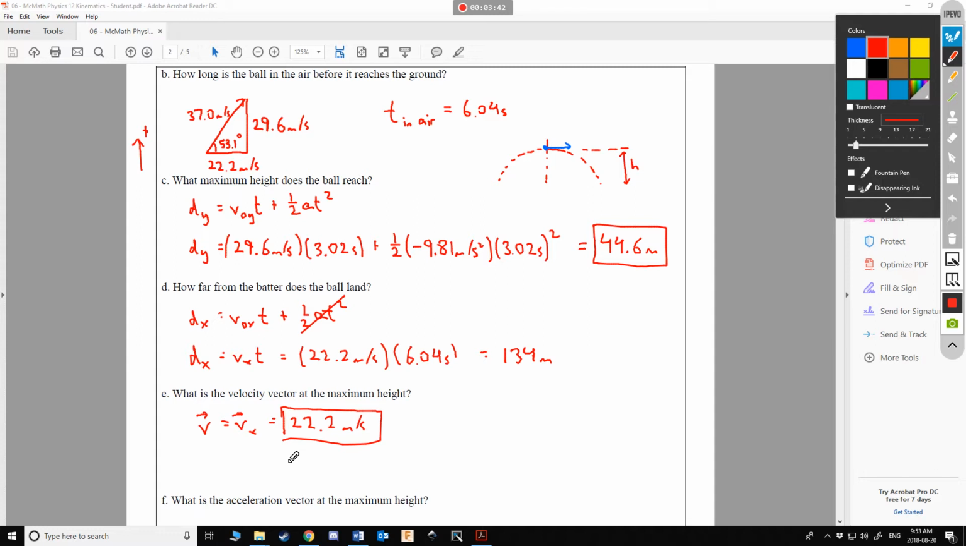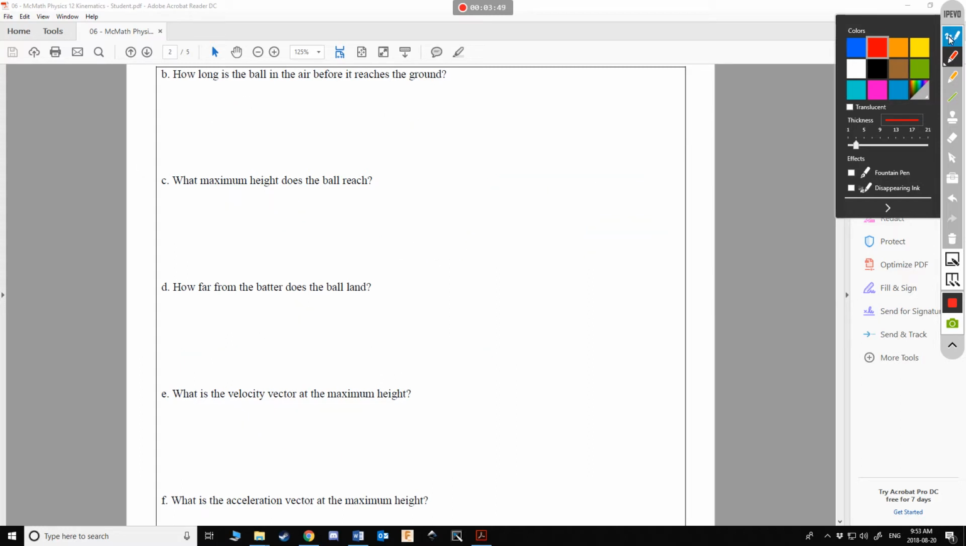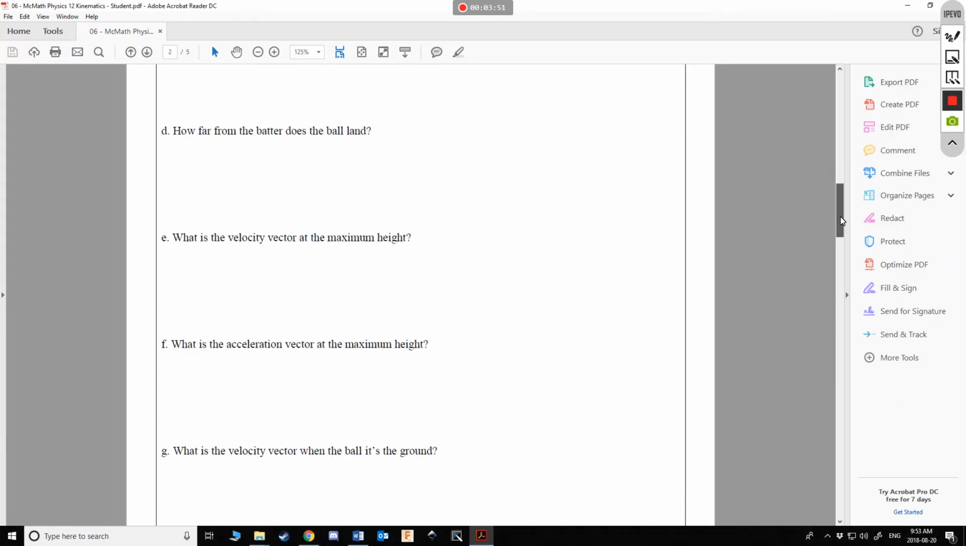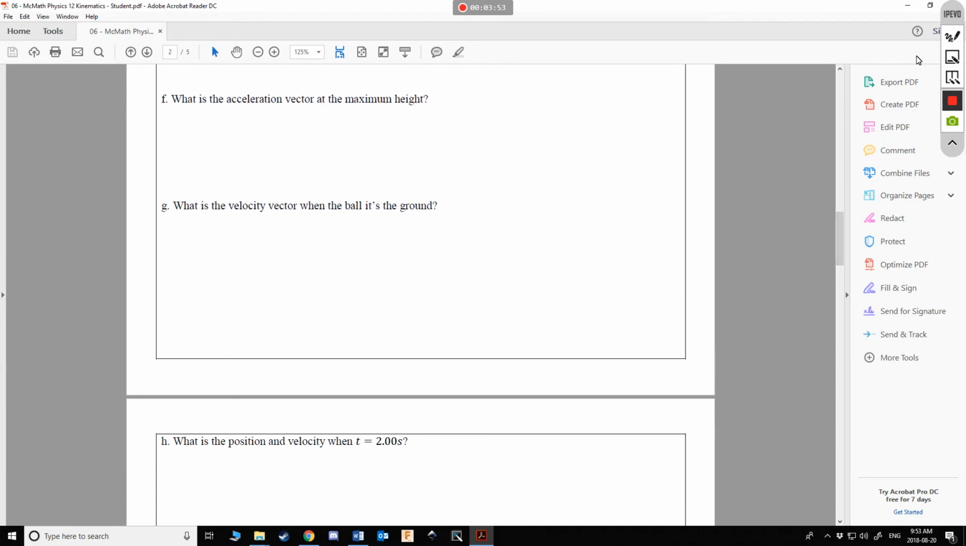What is the acceleration vector at maximum height? Yeah, we know acceleration has not actually changed. So acceleration has not changed. We know that acceleration ay is still equal to negative 9.81 meters per second squared.